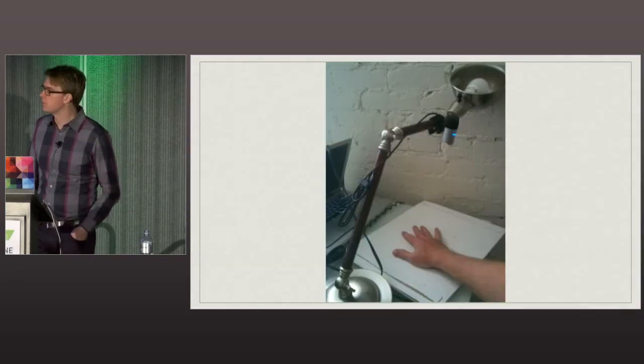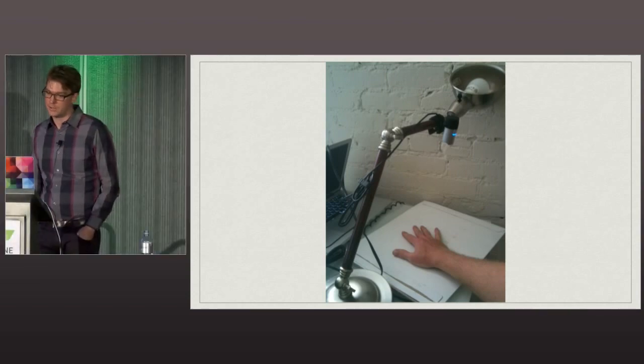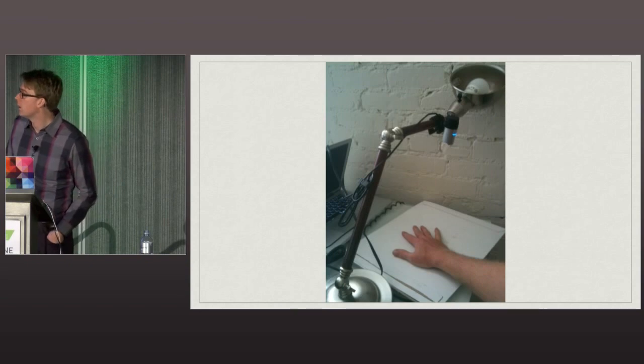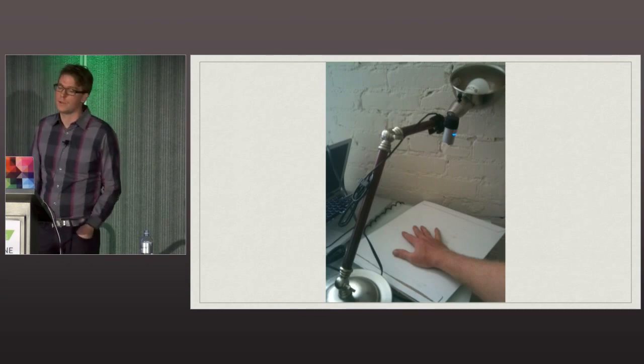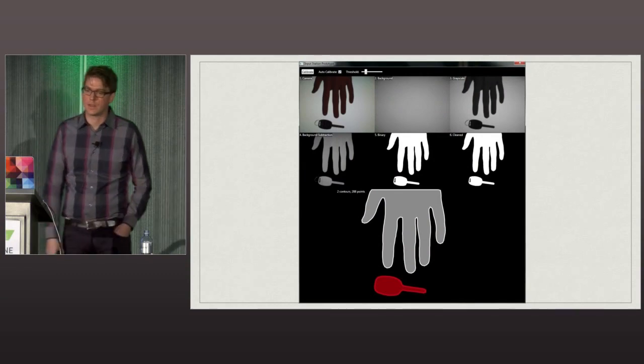And here's an early version of our input station. So this is my desk lamp, a webcam, a sheet of paper, and my hand sticking up there. And we do this a lot. We just kind of build it out of whatever pieces we have. And this is kind of what that thing would see.